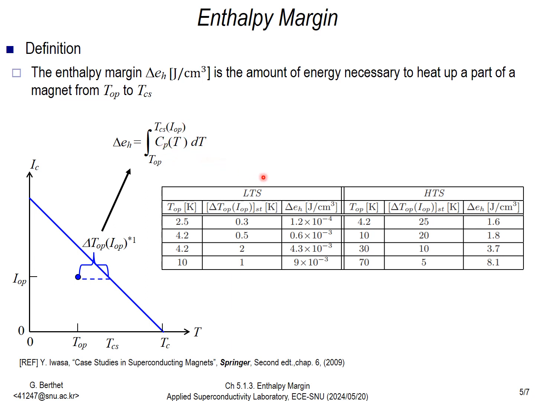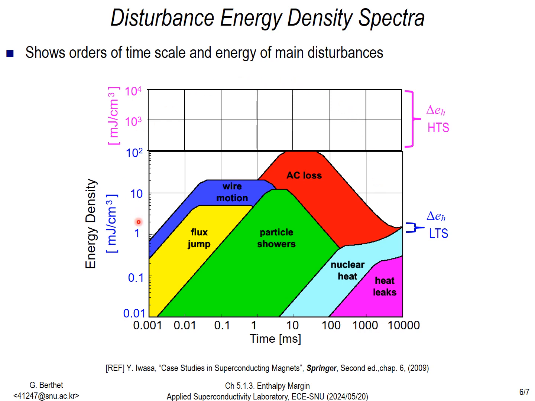In the table on the right, some orders of magnitude of specific enthalpy margin are given for LTS and HTS superconductors. The main idea of this table is to show that HTS are in general much more stable than their LTS counterparts due to their large enthalpy margin. This graph shows orders for the energy density and the timescale of several disturbances. Here, we have a few disturbances that we learned about before, but also particle showers and nuclear heat.